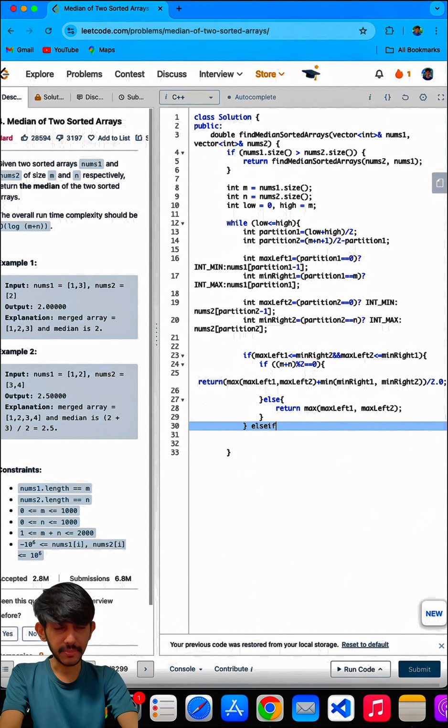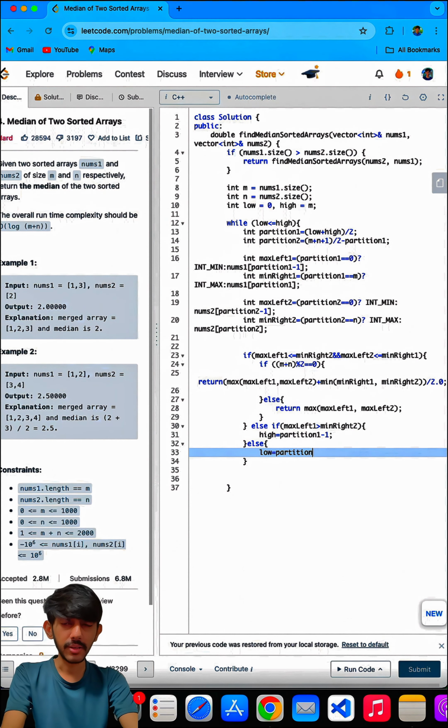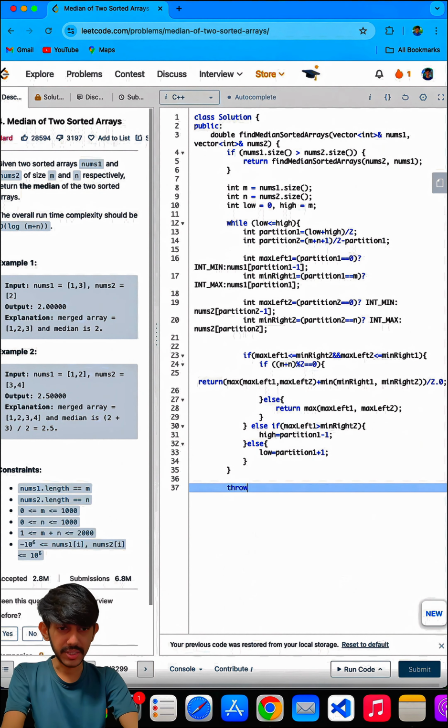Else if maxLeft1 is greater than minRight2, high equals partition1 minus 1, or else low equals partition1 plus 1. Then throw an invalid argument: input arrays are not sorted.